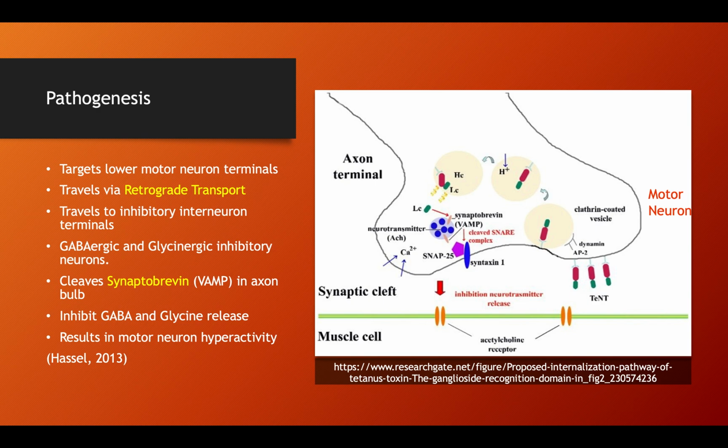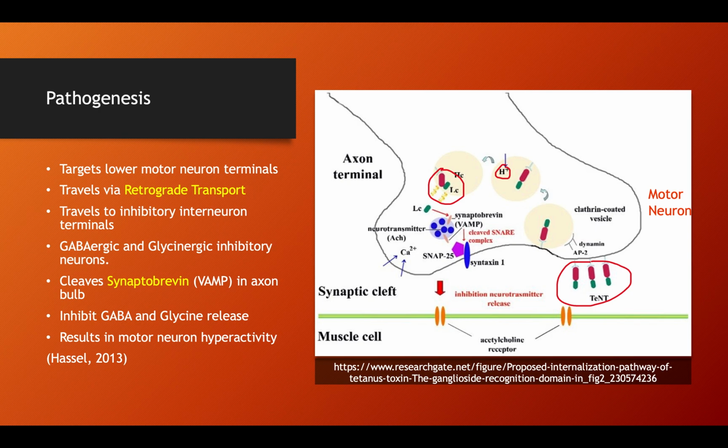So next, we'll talk about the pathogenesis or the pathophysiology of tetanospasmin. Tetanospasmin targets the lower motor neuron terminals, which are synapsing with the muscle cell. Right here, we have tetanospasmin, and it goes into the axon bulb of our motor neuron. What you notice here is that the endosome is actually acidic in its environment, and this is going to create these pores right here in the endosome. That's going to allow the tetanospasmin to go out into the axoplasm.